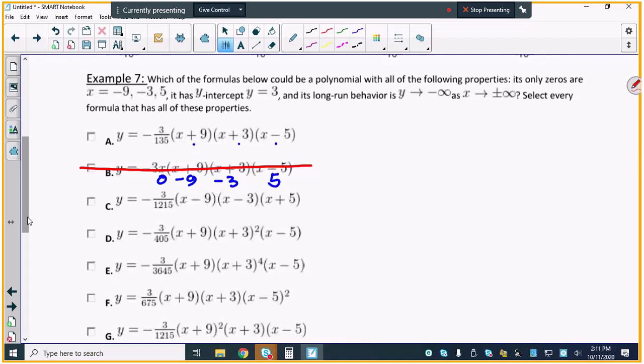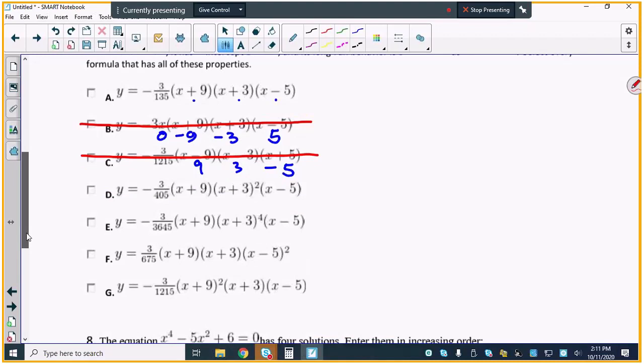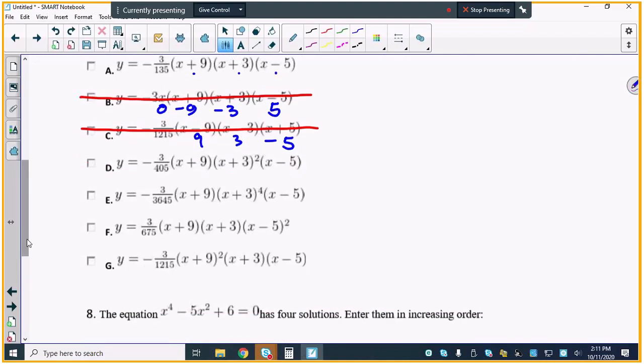The next one, as we talked about, the solutions are 9, 3 and negative 5. Not our solution, gone. Again, let's just use the red to strike it out. If I look at the next example, I have negative 9, negative 3 and positive 5. So that is good, so I'm going to keep this. The next equation is negative 9, negative 3, positive 5. All of them are good.